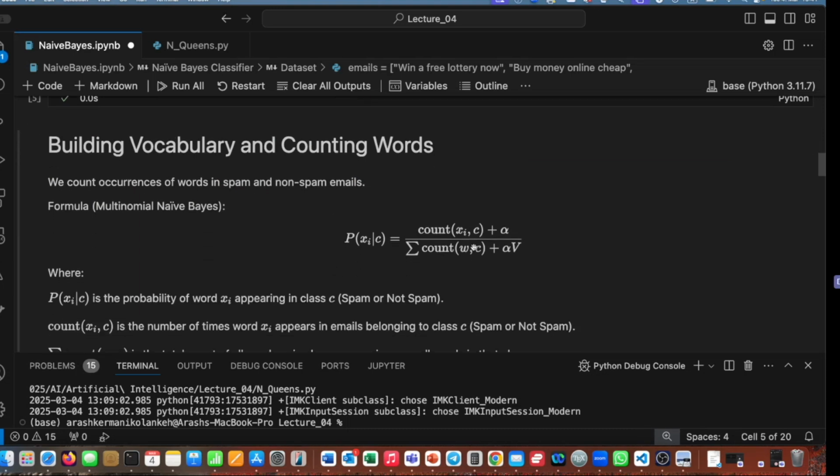W is the count of all words. Is a word, simply a word. W is a word. That's C. No, C is the class. C, the words in the class. C, no, C is the class itself. That is just a function. Oh. Yeah, C is just a class. Is 0 or 1.